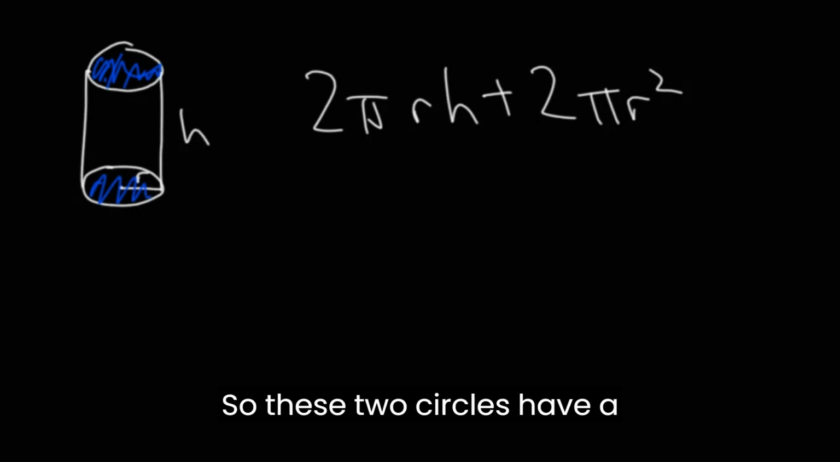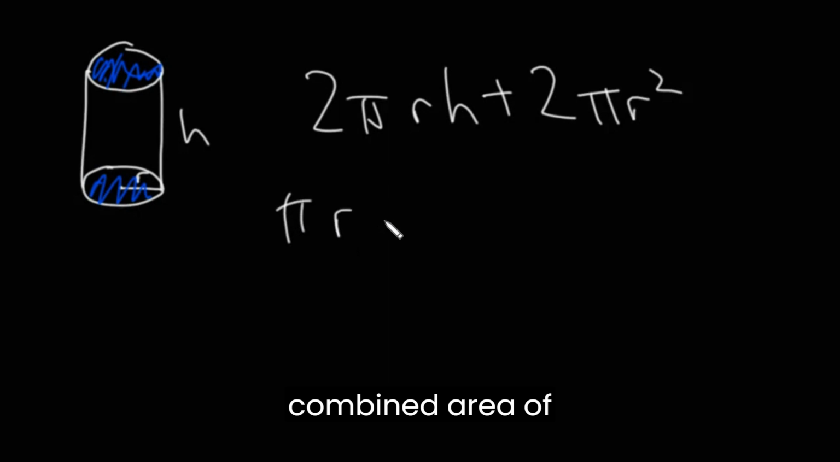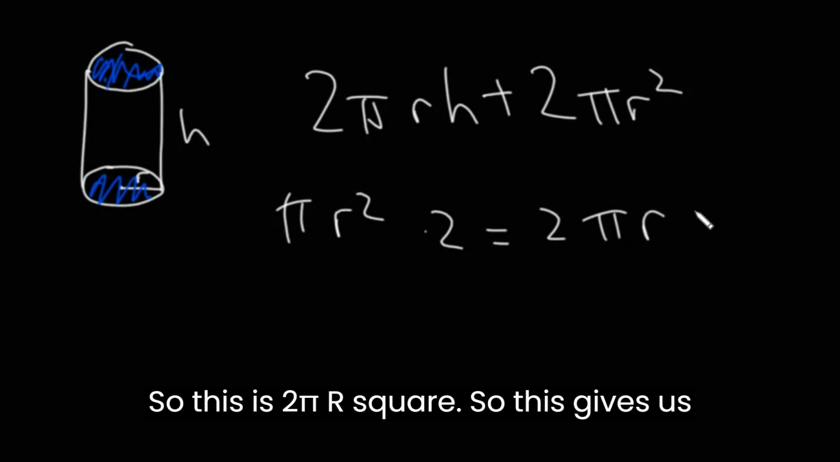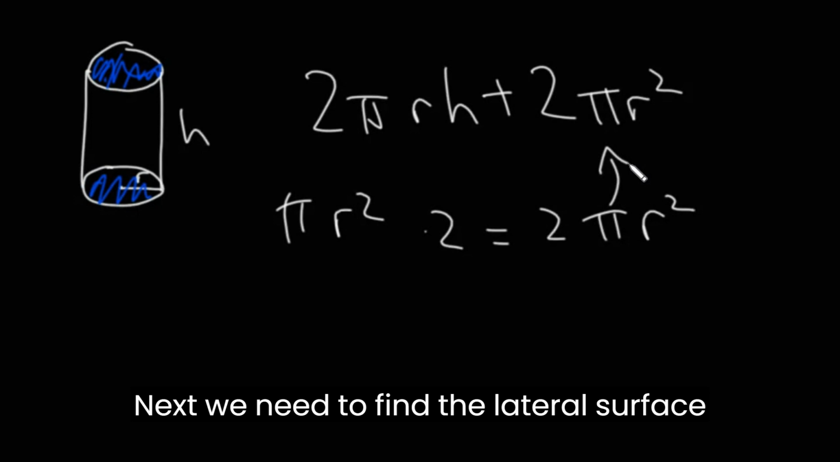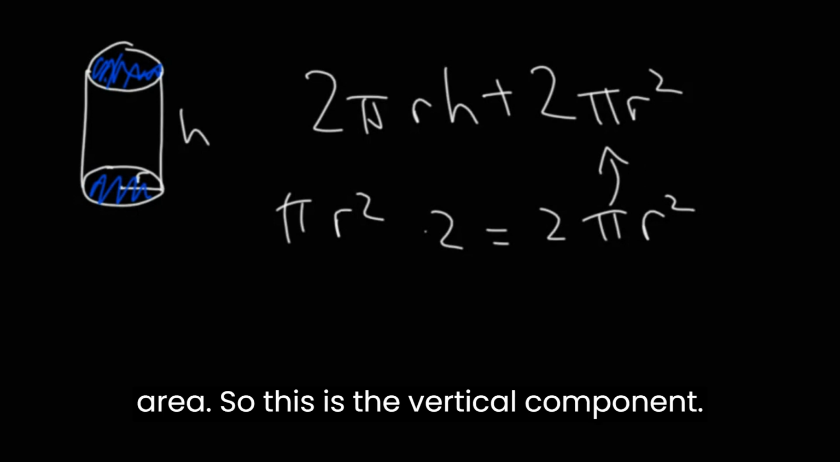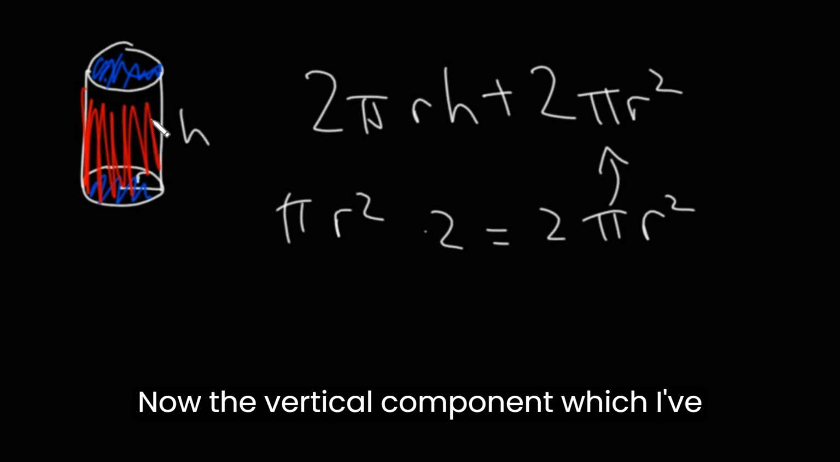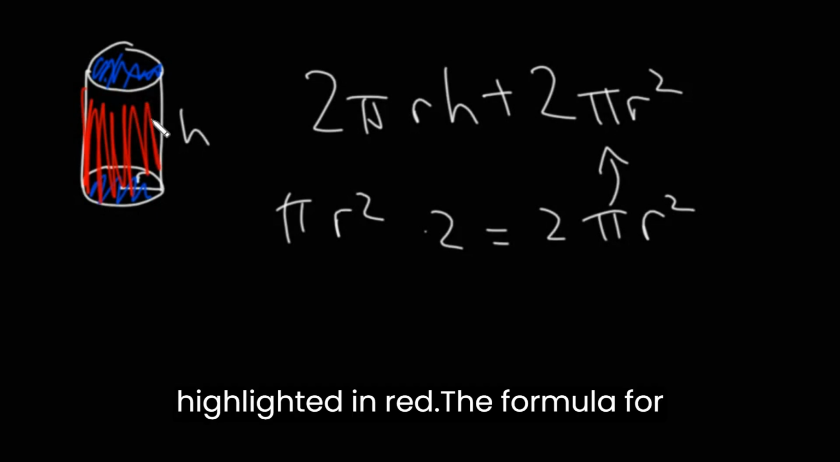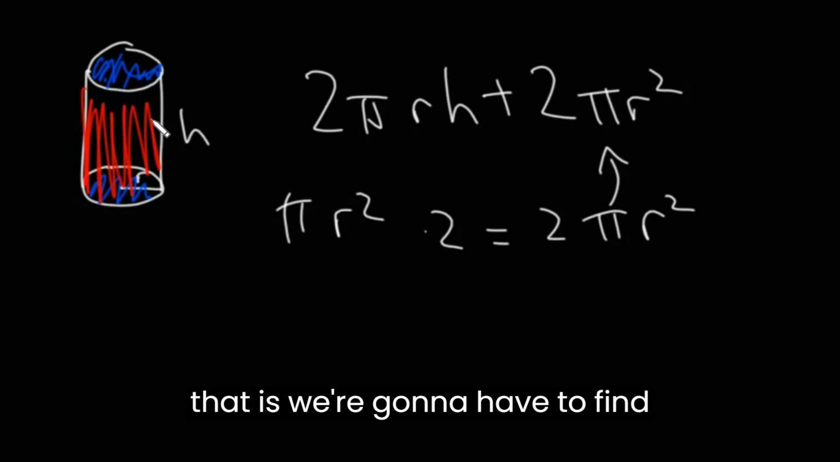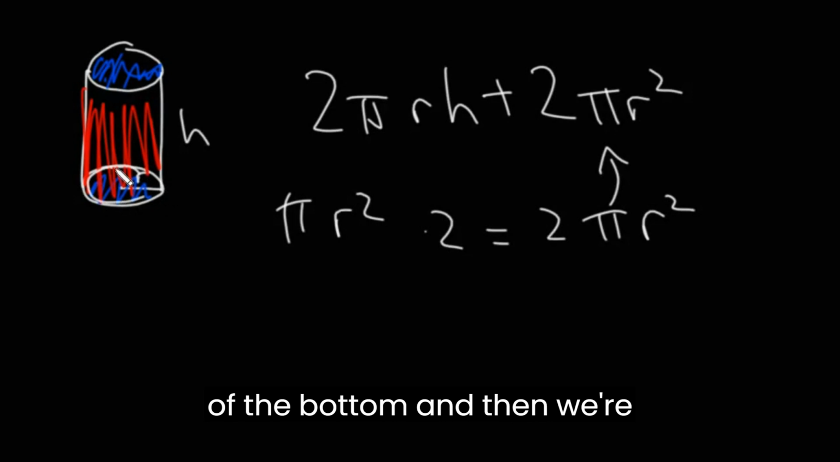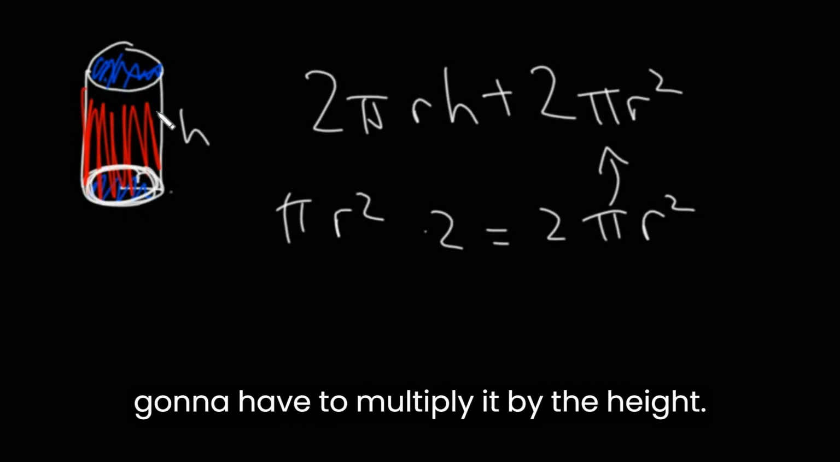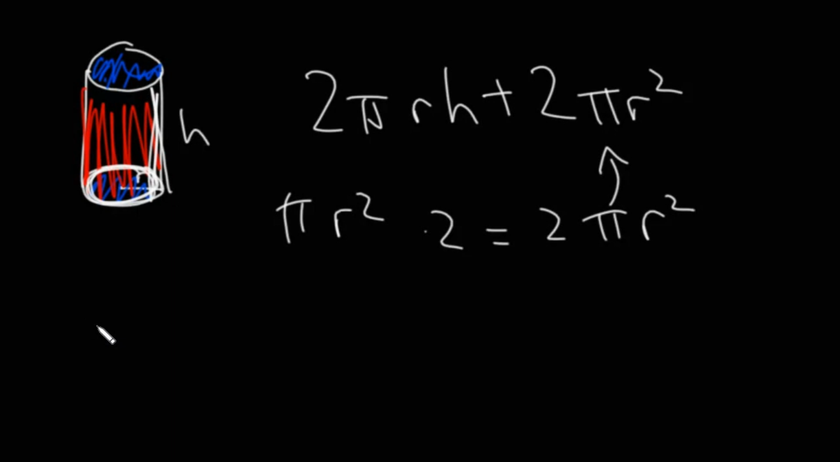So these two circles have a combined area of pi r squared times 2. So this is 2 pi r squared. So this gives us this part of the formula. Next, we need to find the lateral surface area. So this is the vertical component. Now, the vertical component, which I've highlighted in red, the formula for that is we're going to have to find the circumference of the bottom, and then we're going to have to multiply it by the height. And this gives us this part of the equation.